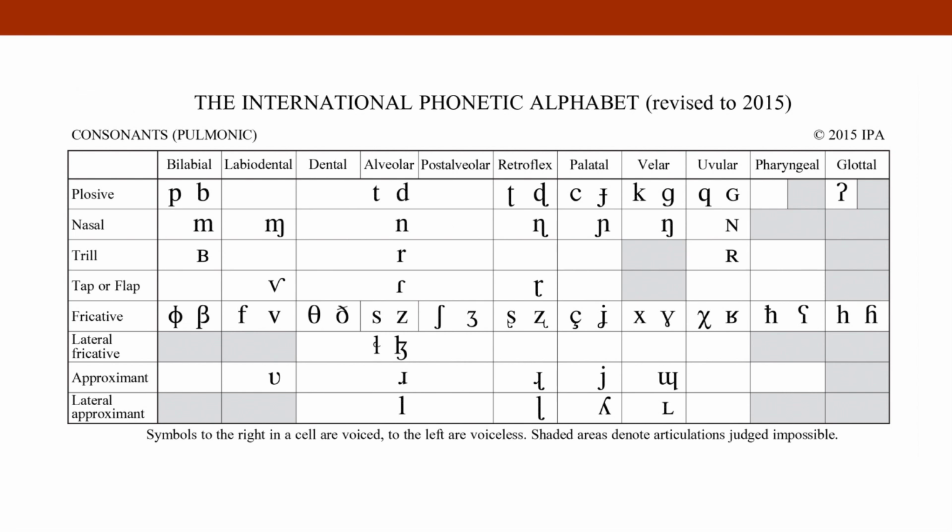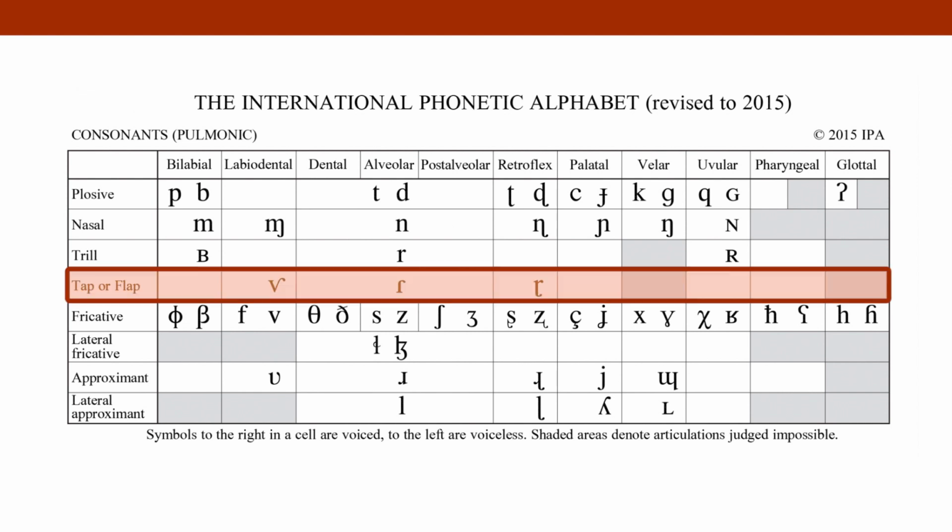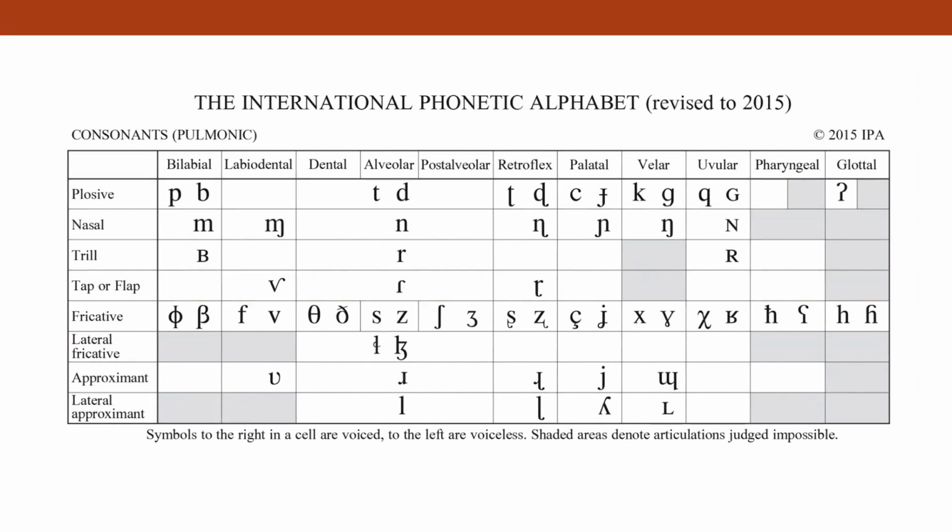If you look at the consonant chart in the IPA, you would see that taps and flaps are listed together. And the reason is that they're very similar for all intents and purposes. They might be considered the same, but some phoneticians make a distinction between the two.